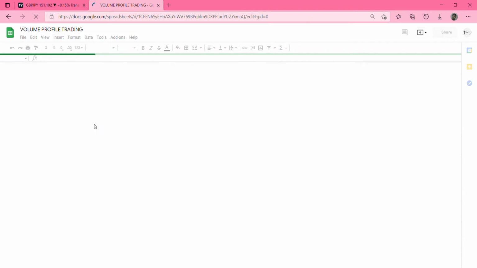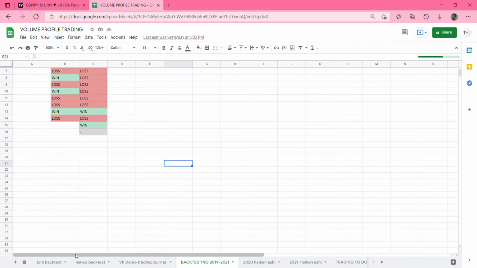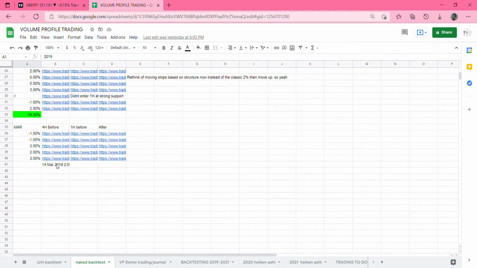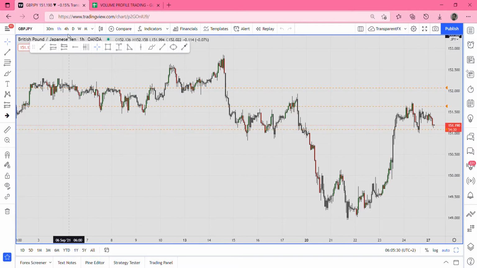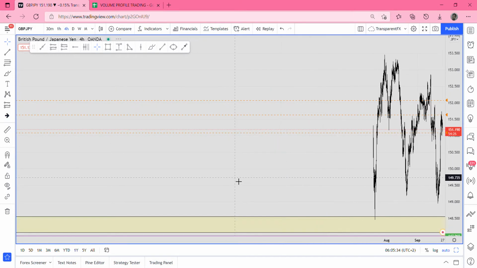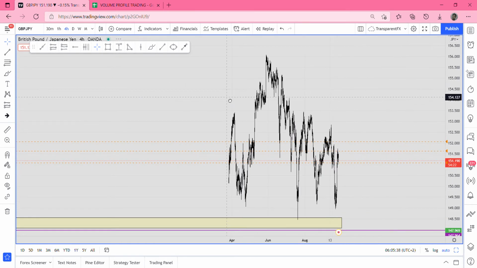Today we'll be continuing with GBPJPY backtesting part 2. Let's go back to the chart. I left a little marker here so that I can remember where we were: 2 a.m., 14th of March. Let's go to the date, the 4-hour time frame, and look for that day. The 14th of March at 2 a.m.